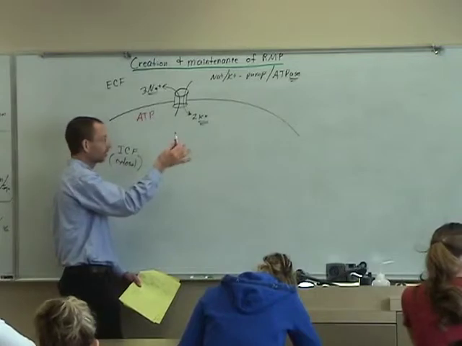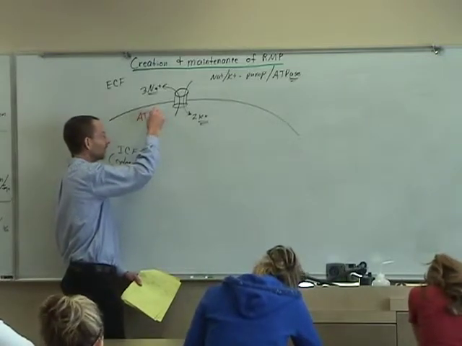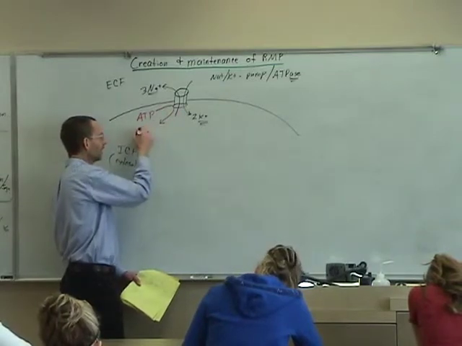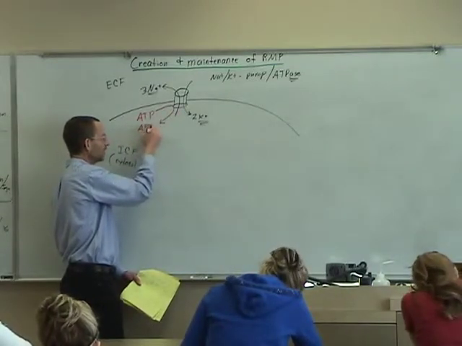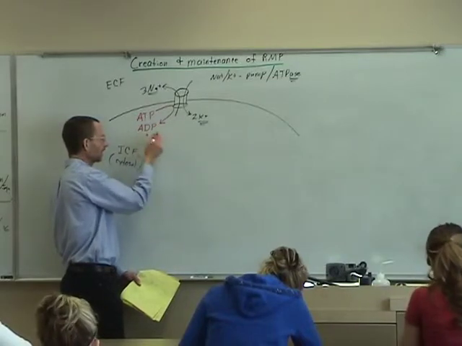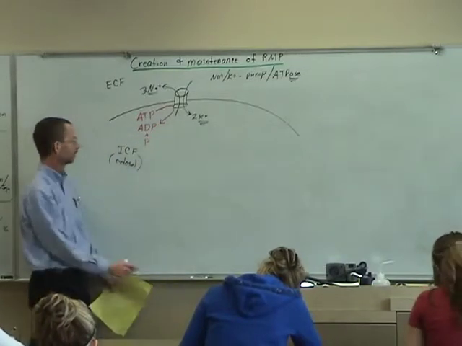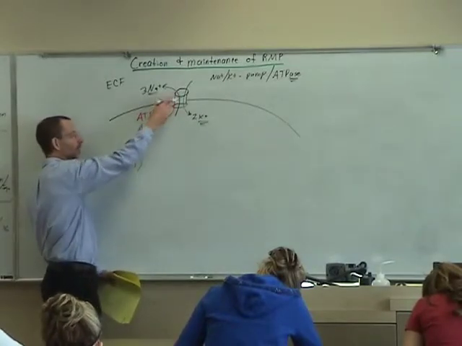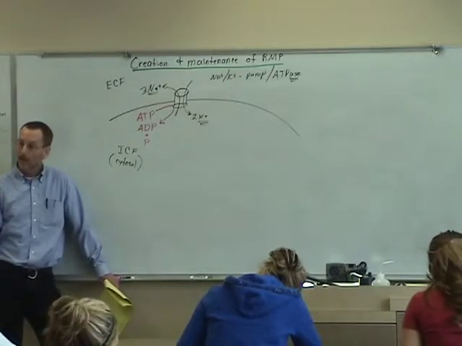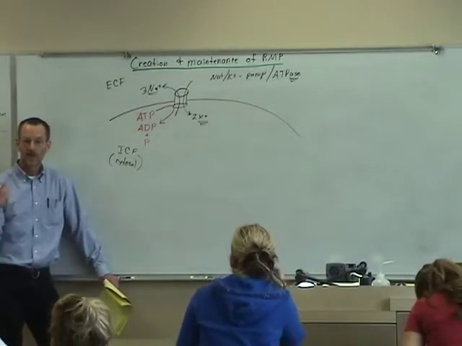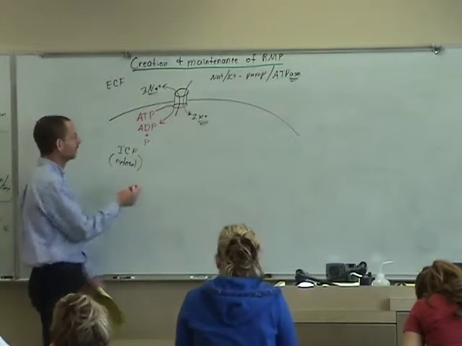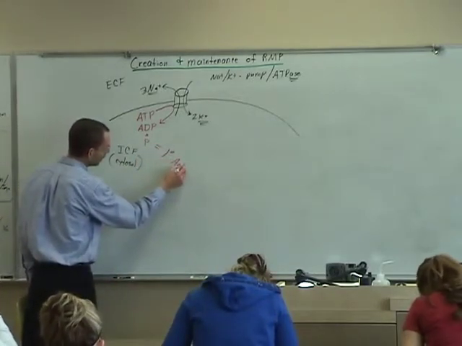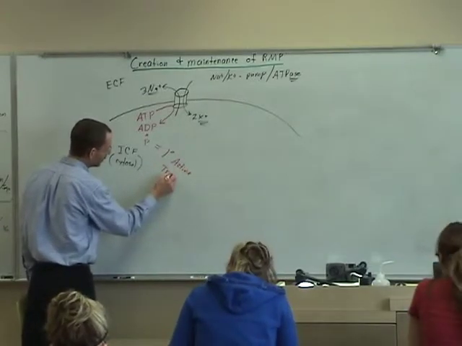This is a critical part of the story. However you want to represent that, I like to just draw a little arrow, and it gets hydrolyzed to ADP. And if you want to keep track of the other phosphate, you can just put it like that. That represents ATP hydrolysis powering the pump. This is an example of primary active transport. That should be familiar.